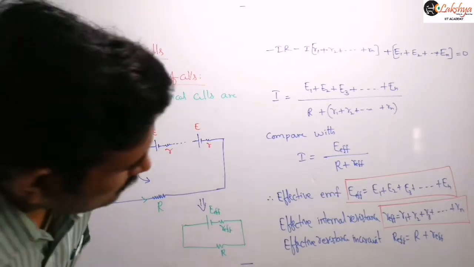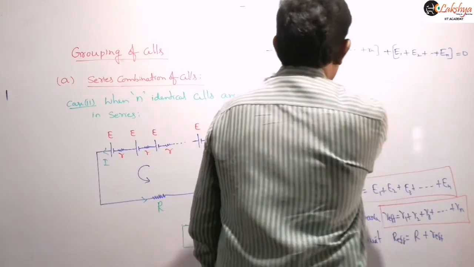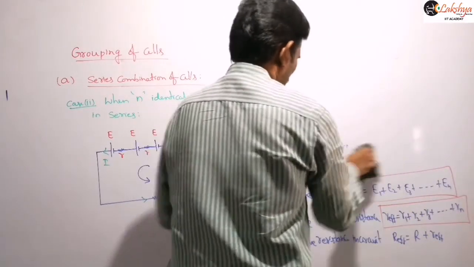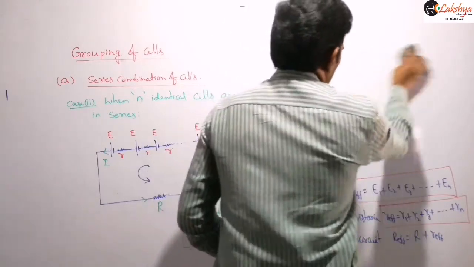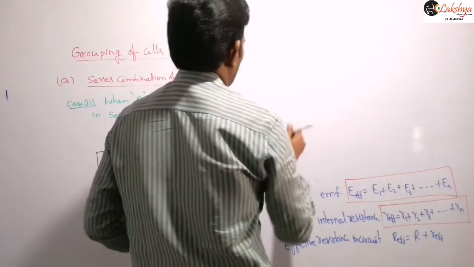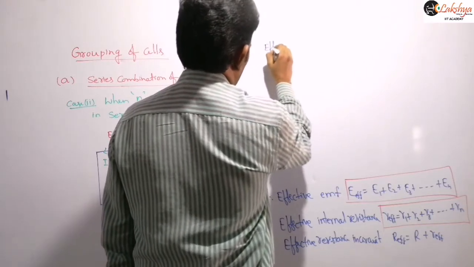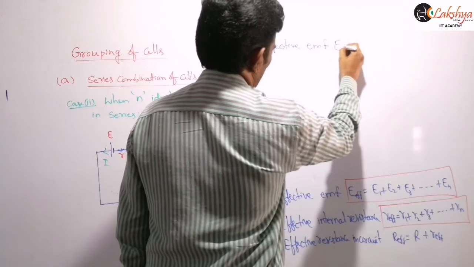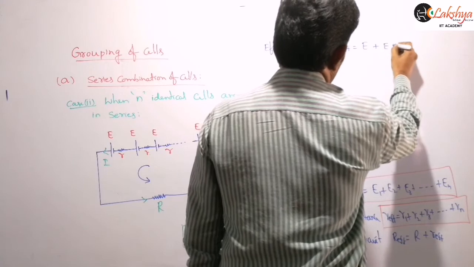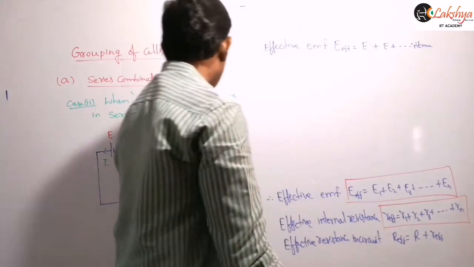So now draw this circuit, and now let us see the simple calculation of this. The same similar equation we can use here, or directly we can write, right? So I am writing this directly by using this formula here. Therefore, effective EMF, E effective is equal to E plus E and so on, n times. That means we need to write this n times here.